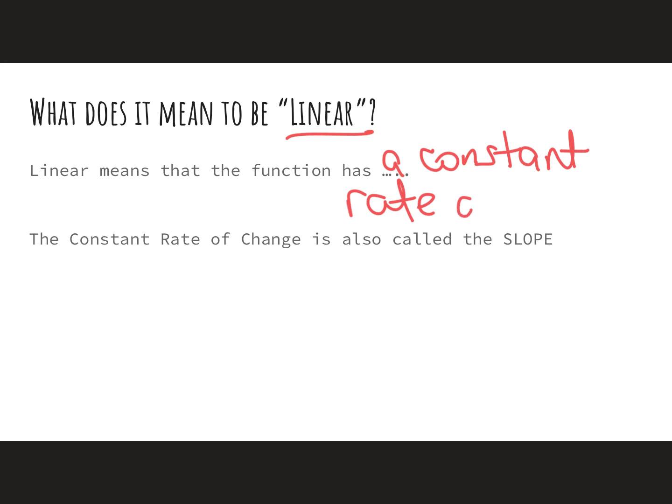A constant rate of change. The constant rate of change is also called the slope. You guys have found the slopes of linear functions in the past. So now we're going to look to determine if functions are linear or nonlinear.